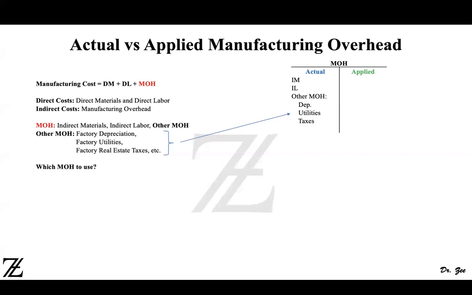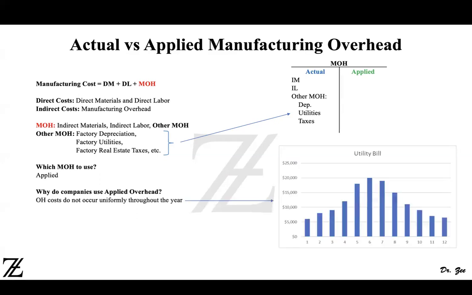Now, how do you know which MOH to use? Should you use actual manufacturing overhead when you calculate the product cost, or should you apply overhead and use the applied overhead cost? Well, in reality, firms use applied overhead. Now, the question arises, why do companies use applied overhead? All right, there are two reasons. One of the main reasons that companies use applied overhead cost is because there are seasonal fluctuations. The cost of utilities, for example, is not uniform.